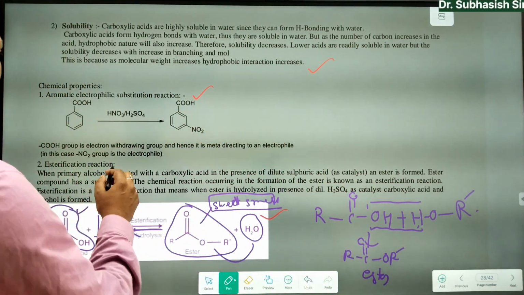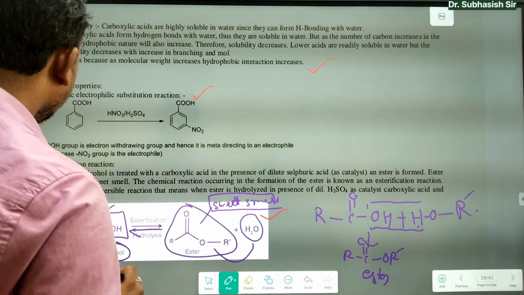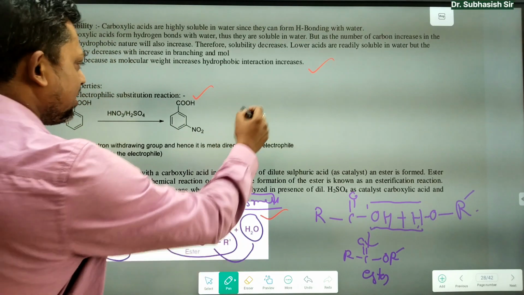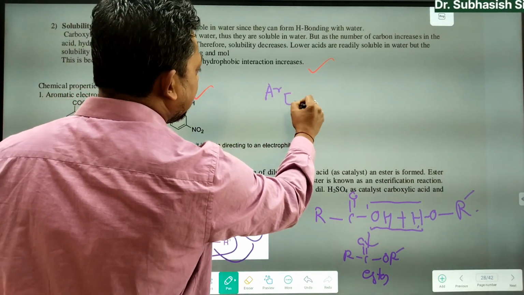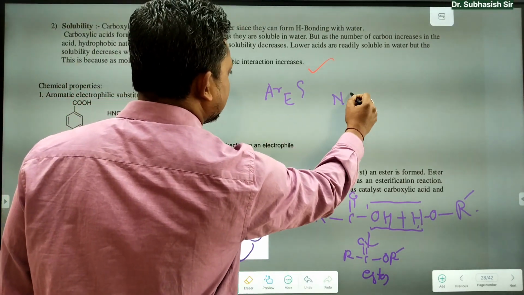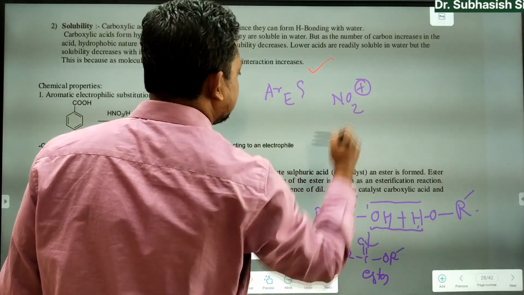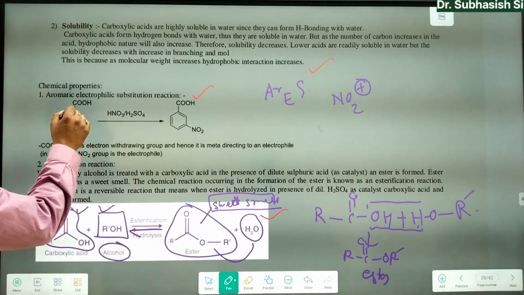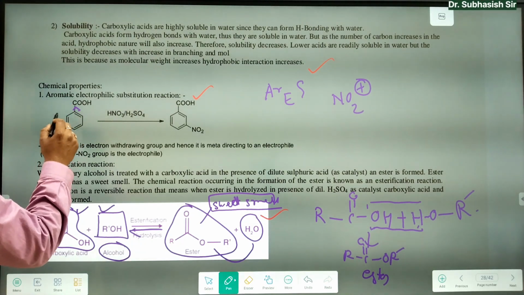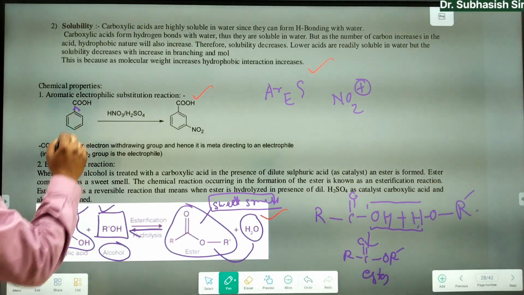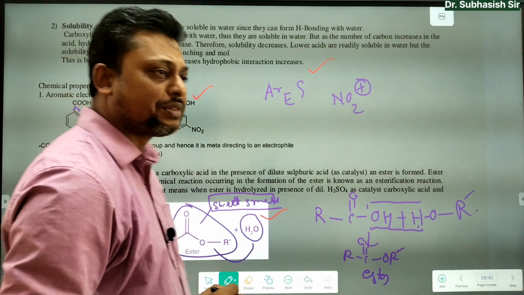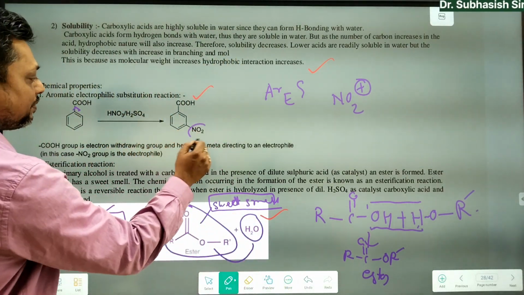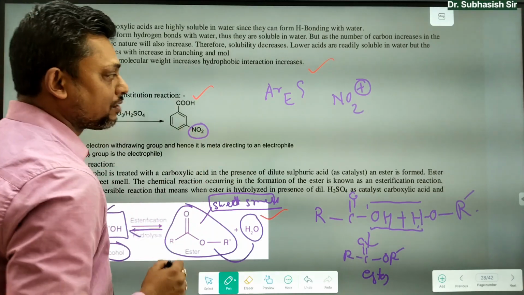Another reaction is electrophilic substitution, which I already discussed during my last class. That is aromatic electrophilic substitution. Here one electrophile is generated; the nitronium ion is acting as an electrophile. One thing you should always remember: if any electron withdrawing group is present, like carboxylic acid, which has two oxygen atoms and shows a minus I effect, then it will be meta directing to the electrophile. So the electrophile will come at which position?